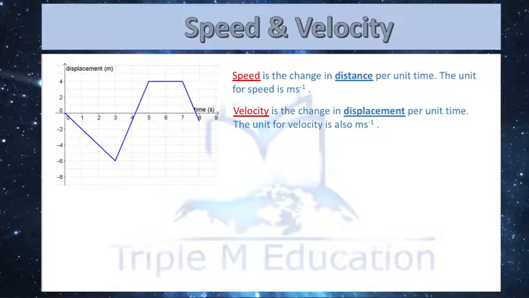However, speed is a product of two scalar quantities. Distance is a scalar quantity and time is a scalar quantity. As such, speed is also a scalar quantity. Velocity, however, is a product of a vector quantity, displacement, and a scalar quantity, time. Whenever you have a product of a scalar quantity and a vector quantity, the resultant is always a vector quantity. It is worth noting that the gradient of a displacement time graph equals the velocity of the object.